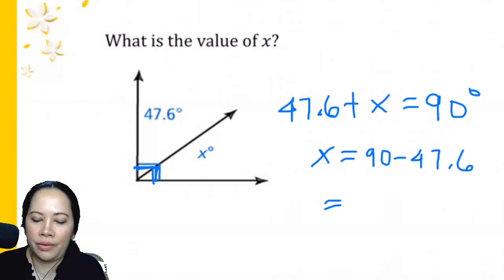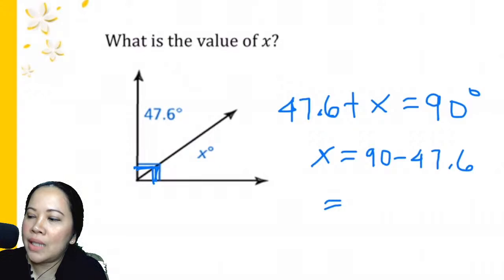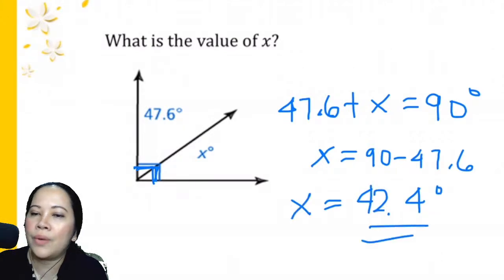So what is the value of x? Anyone? 47.6. So that's 6. For sure that's a 0.4 because that's a 6. And 47 will be 42. So therefore your x is 42.4.